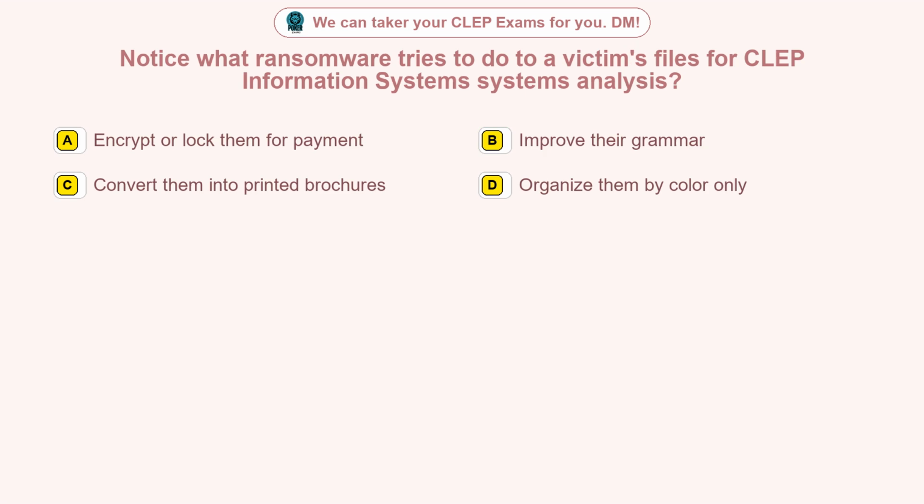Question 42. Notice what ransomware tries to do to a victim's files for CLEP Information Systems analysis. Option A. Encrypt or lock them for payment. Option B. Improve their grammar. Option C. Convert them into printed brochures. Option D. Organize them by color only. The correct answer is option A. Encrypt or lock them for payment.